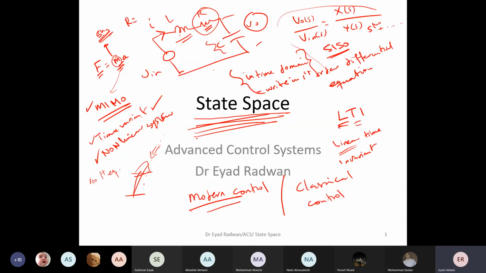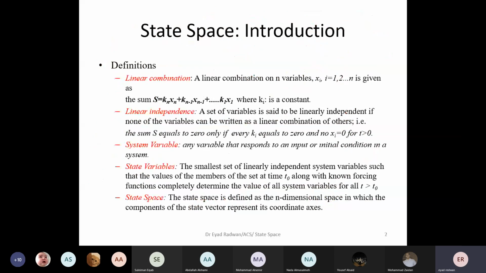Now let us start with the definition of the things that constitute a state space system. First, I think you came across the term linear combination. Linear combination means that, for example, if I have variables such as x1, x2, x3 up to xn, and I write the sum of these, then the sum gives me a linear combination of all these variables.